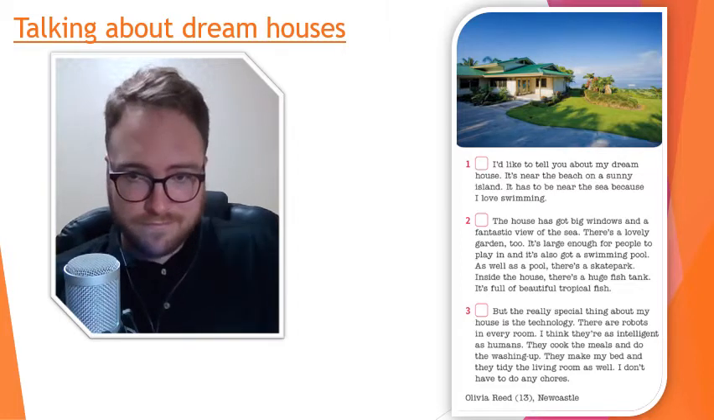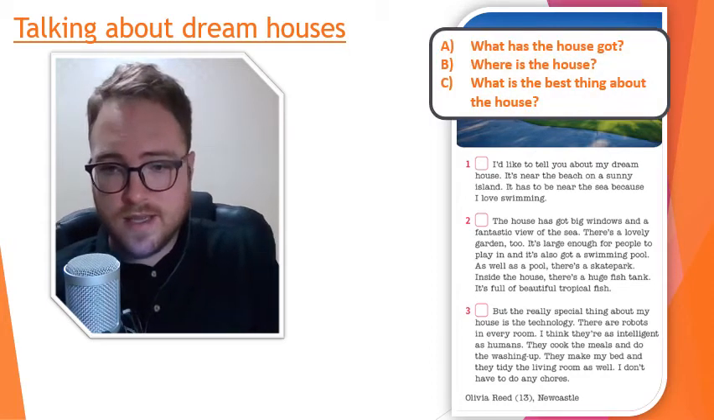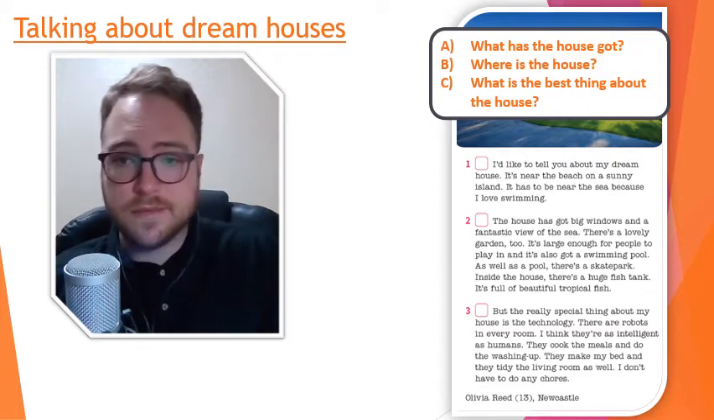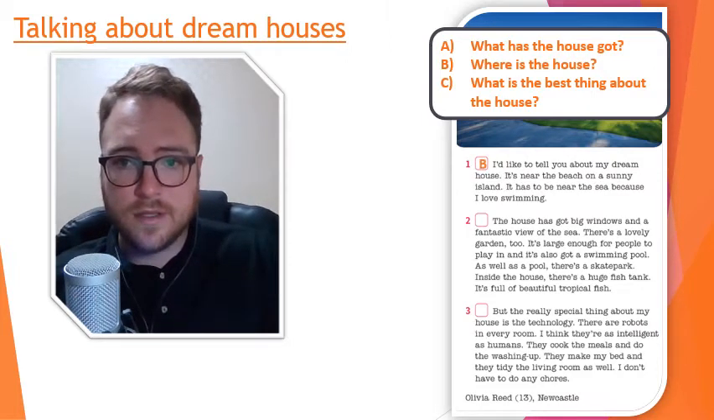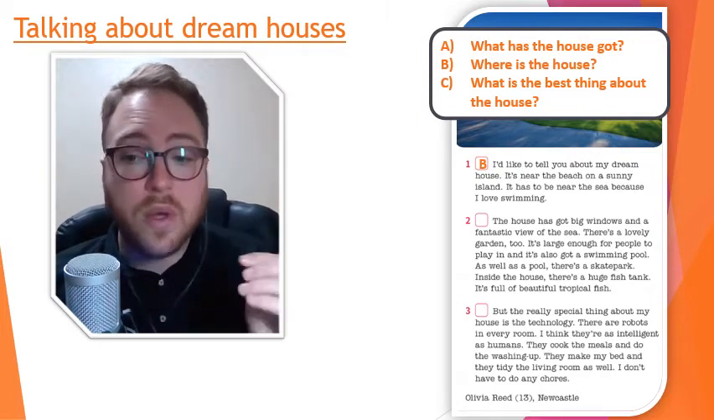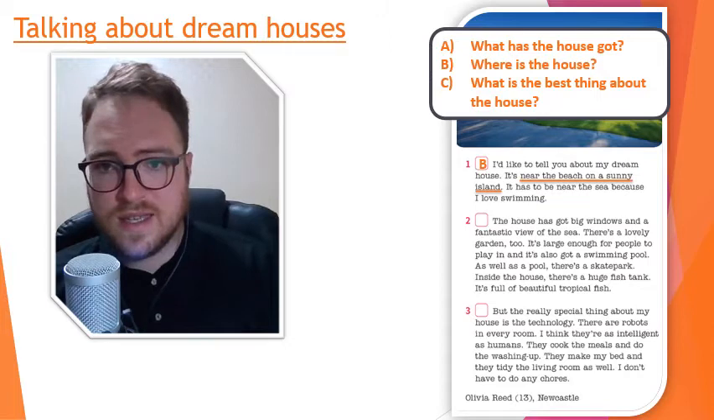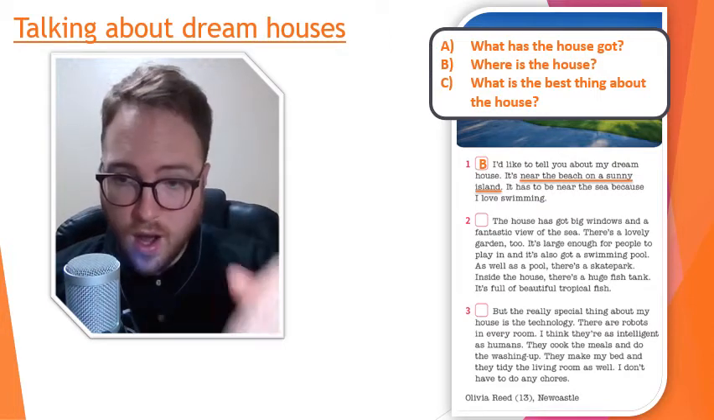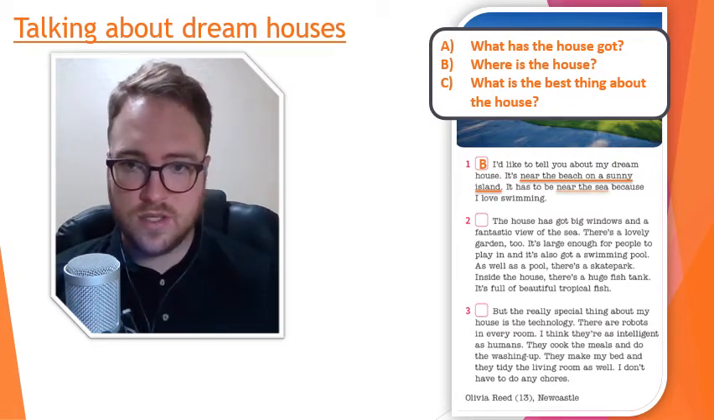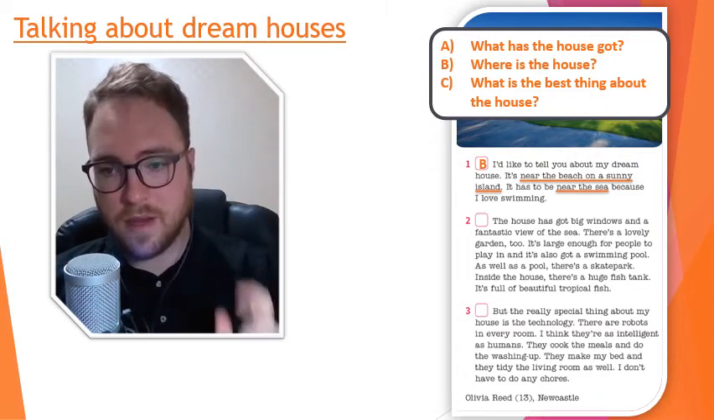All right, so let's match the questions now. Here are the questions again. So number 1, the first paragraph is B. Where is the house? She's talking about the location of the house, where it is. So you can see here, she says it's near the beach on a sunny island. That tells us where it is. She also says it's near the sea. So there's paragraph 1.